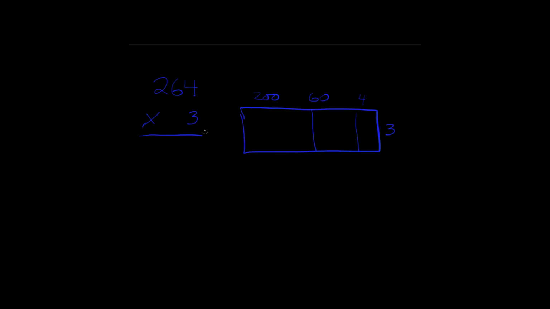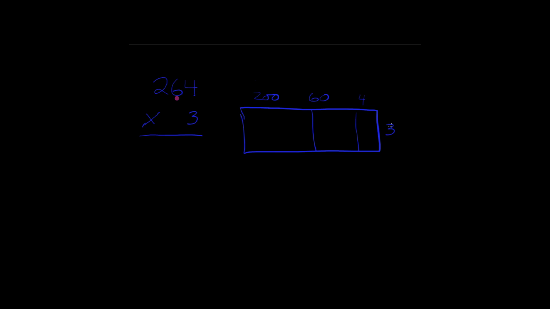All right, for this example, you can see we now have a 3-digit number, so 264 times 3. So this time our biggest rectangle is going to represent 200, or the hundreds place value. Our next biggest section is going to be 60 for the tens, and then our final one will be the 4 for the ones. We only have a single digit at the bottom right now, so that's why we only have one line going down, or the 3.